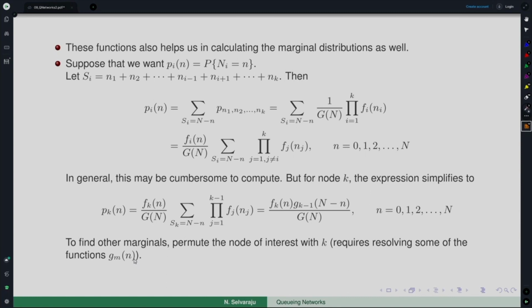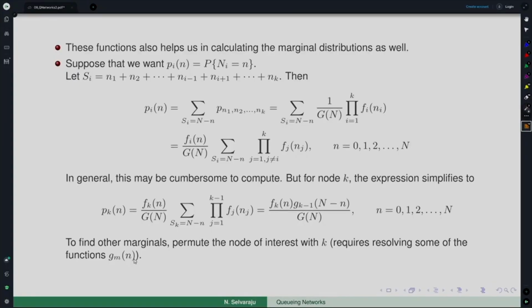But what is the crux here, or the thing that you are taking away from here, is that the auxiliary functions that we defined in the convolution algorithm, or Buzen's algorithm, also help us to compute the marginal distribution. That is what you have to take away. Okay. Fine.